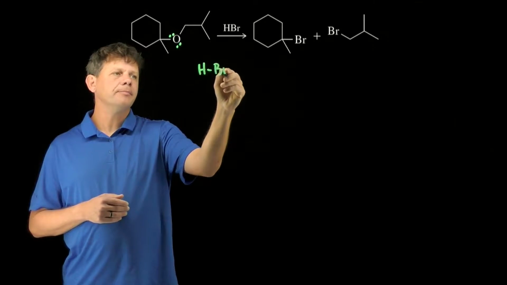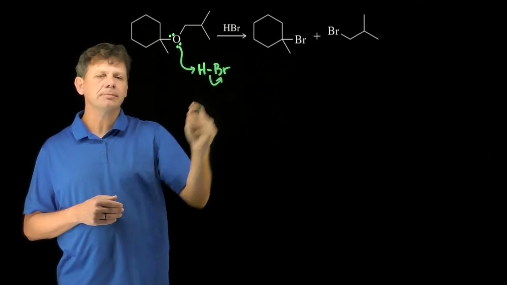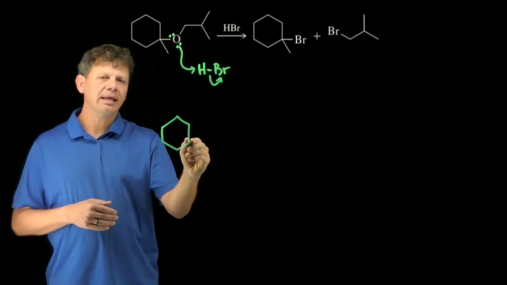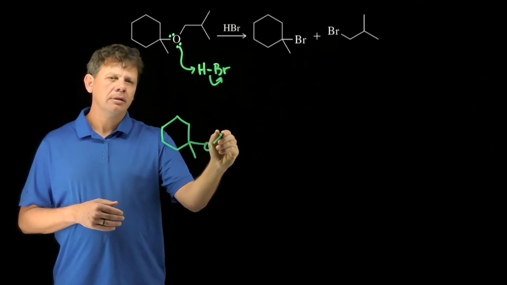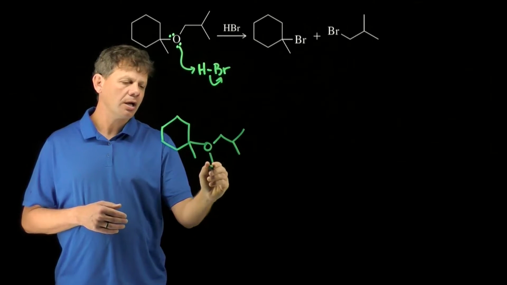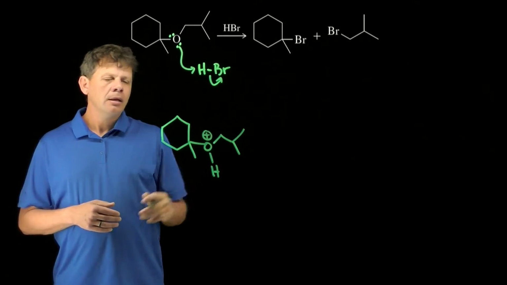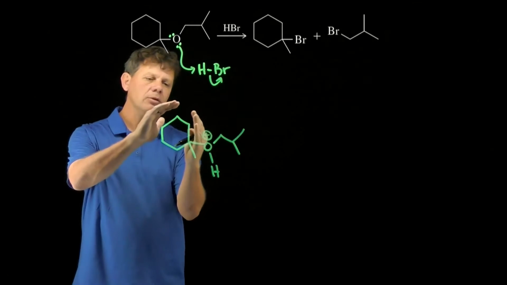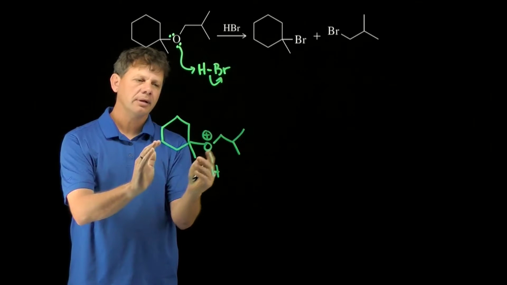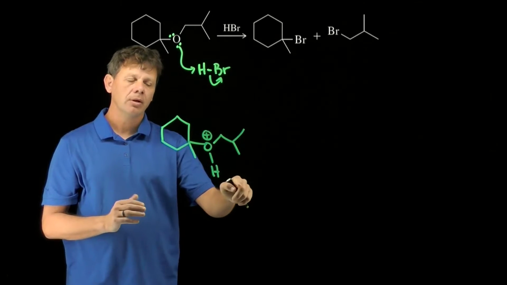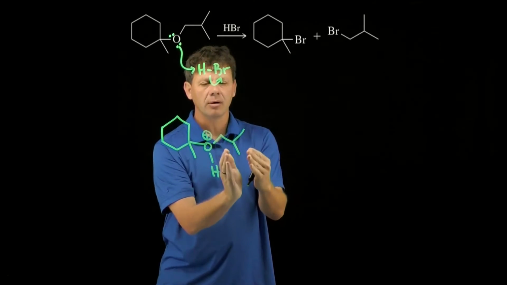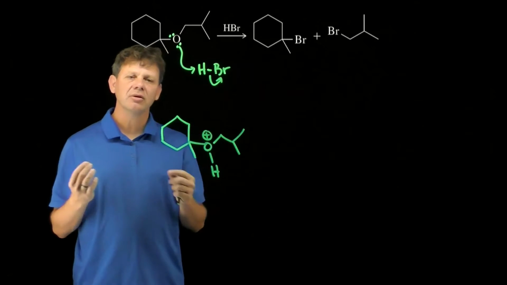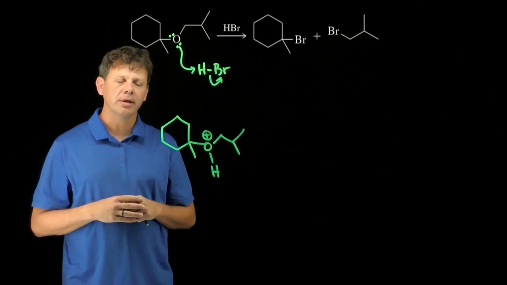It can protonate the ether oxygen. When that happens, we're going to end up with a molecule that has a positive charge on the oxygen. Now at this point, we can look at this in one of two ways. We can either talk about this group having a good leaving group attached, or we can talk about these carbons having a good leaving group attached. And so now we're ready to make that decision of which C-O bond is going to break first.